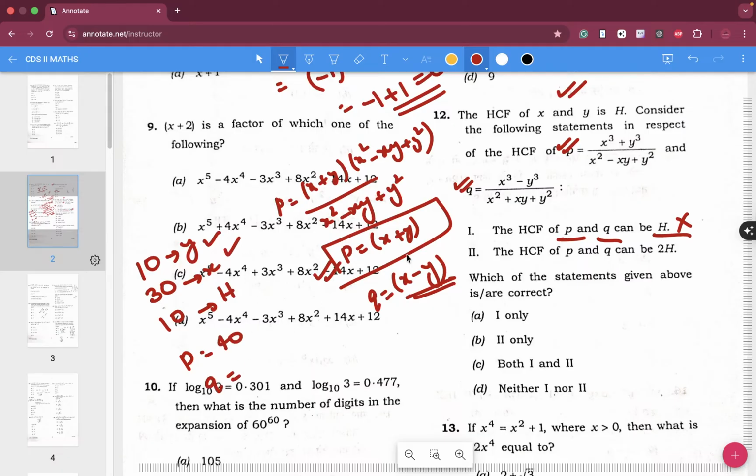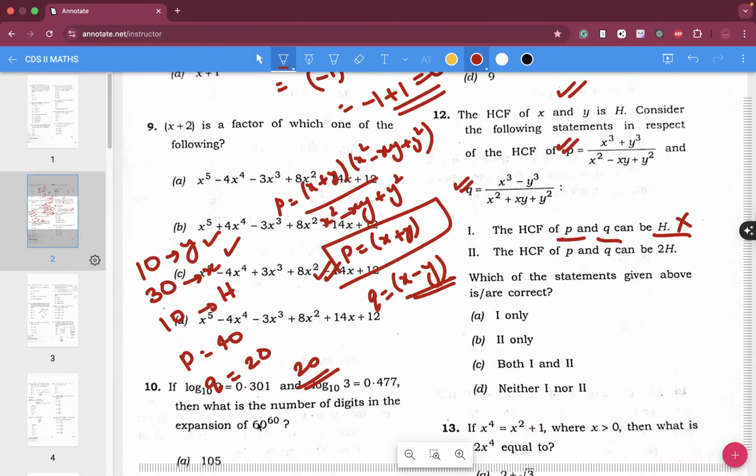And the value of Q is how much? x minus y over here. So the HCF of these two is how much? The HCF of these two is 20, right?